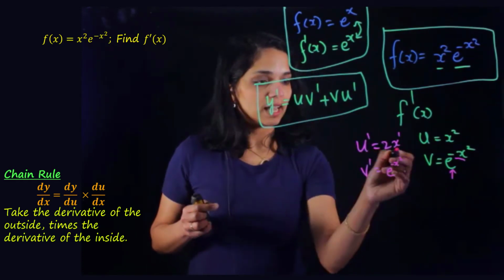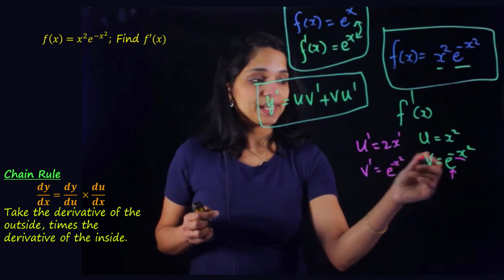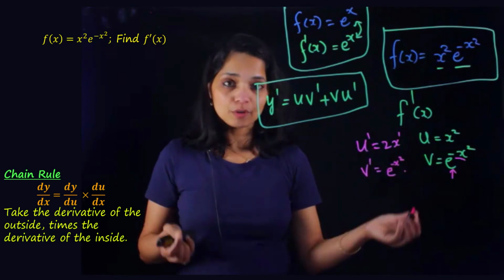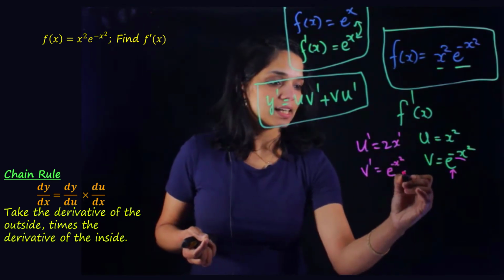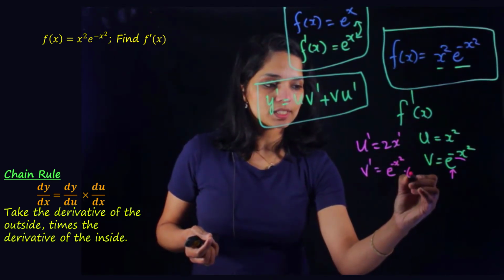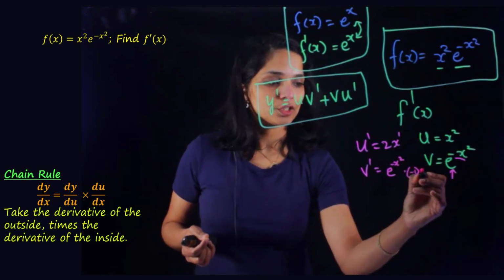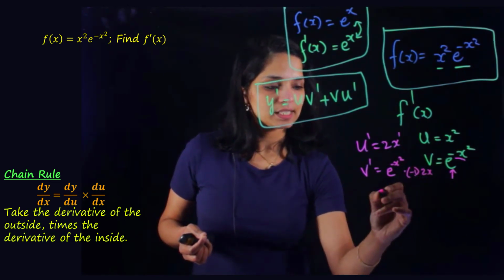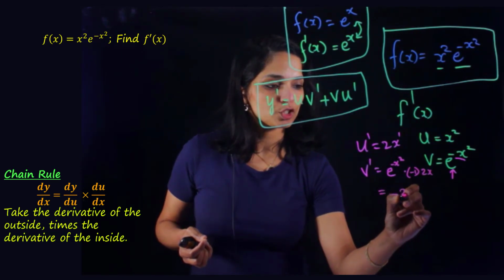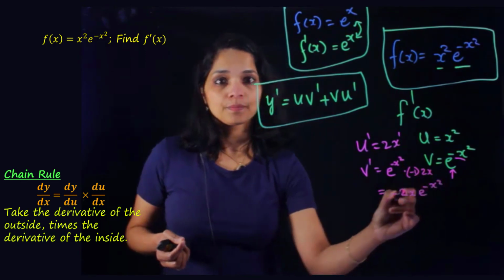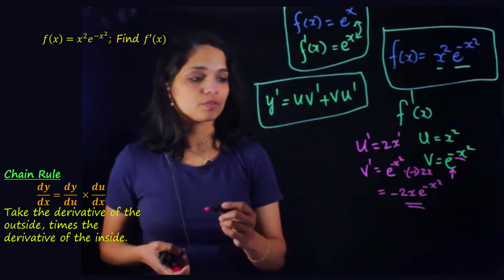Once you've done that, you take the derivative of the inside function, which is minus x squared. That's the power rule again, and there's a constant as well, so we don't do anything to the constant. The constant is minus 1 and the derivative of x² is 2x. So this is nothing but −2x e^(−x²). That's the derivative of v.